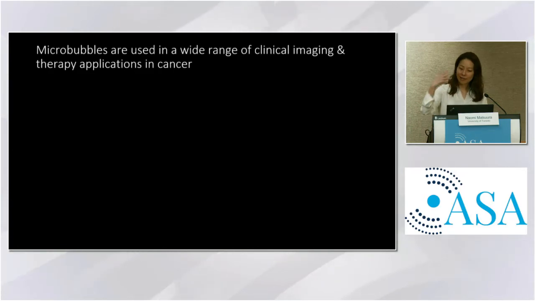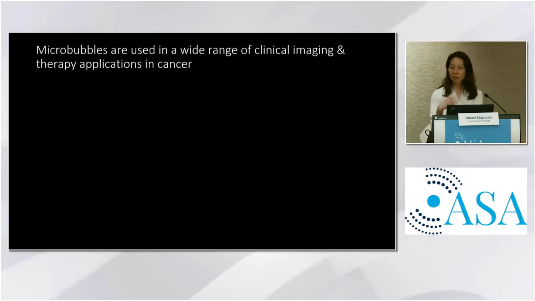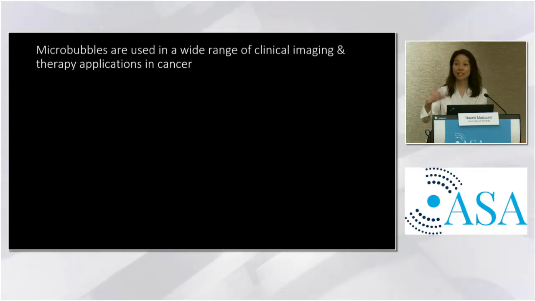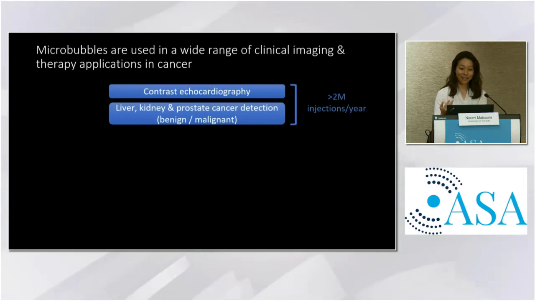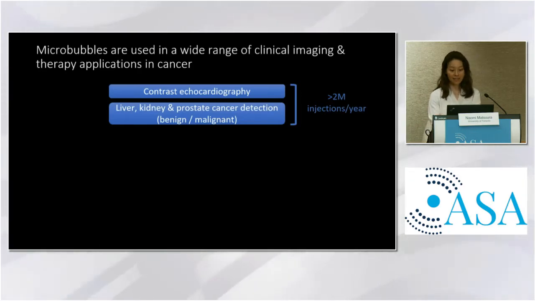I just wanted to emphasize that what people do with bubbles and drug delivery isn't something that's clinically used, and it's not that new in some ways. We already have contrast echocardiography. People use bubbles all the time for contrast echocardiography, for looking at whether a tumor is benign or malignant in various liver, kidney, and prostate cancers. And there's millions of injections a year. This is an old number of 2 million injections a year, and that was before the change in the reimbursement policy, for example, for contrast-enhanced procedures in the US. So that number is probably much higher at this point.